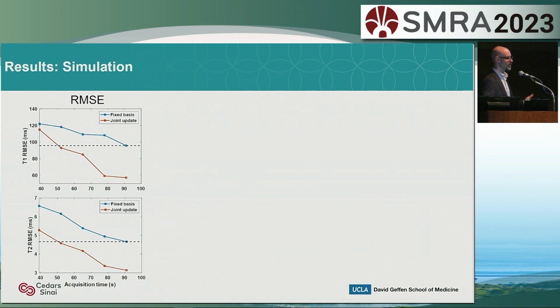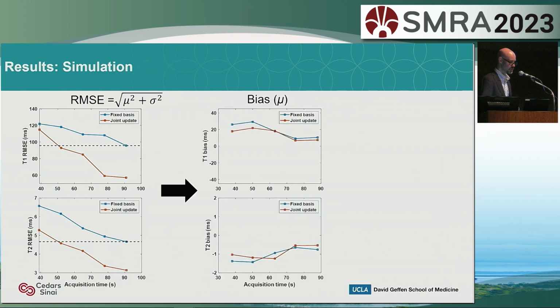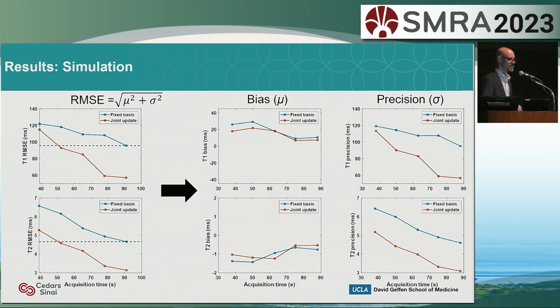But we are interested specifically in precision, so the next thing Tianle did was to actually split this out. RMSE is a combination of both bias and precision. So were we improving bias or were we improving precision? And found out that actually there's not a whole lot of change in bias. We're not changing mean values when we do the reconstruction. Essentially, all of this improvement does come from precision for both T1 and T2.